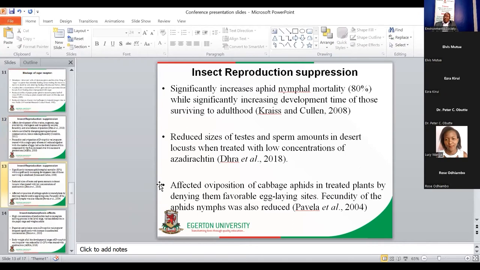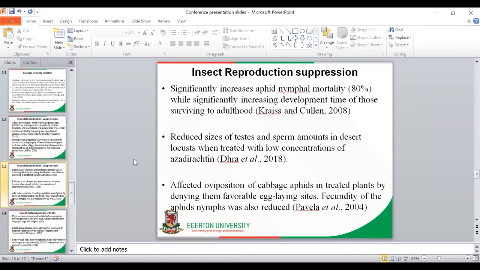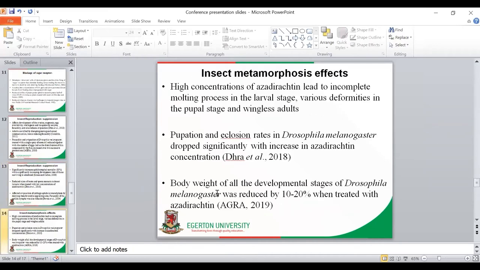Still on the same, azadirachtin also significantly increases aphid nymph mortality by 80%, and also increases the development time of those nymphs which survived. There were reduced sizes of the testes and sperm amounts in desert locusts treated with a low concentration of azadirachtin. Azadirachtin also affected oviposition of cabbage aphids on treated plants by denying them favorite egg-laying sites. Also, azadirachtin affects insect metamorphosis, whereby high concentrations lead to an incomplete molting process.